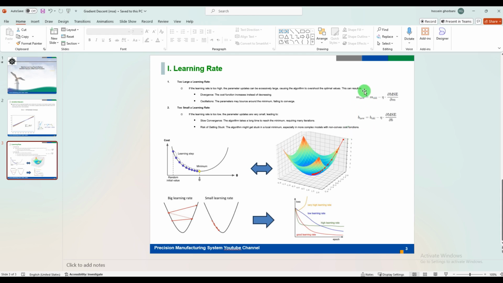So for the slope, m new equals m old minus learning rate eta multiplied by delta MSE over delta m, and for the intercept, b new equals b old, the previous intercept, minus learning rate eta times delta MSE over delta b. As I told you, it's so important to find your optimum learning rate to train your machine learning model with high accuracy.